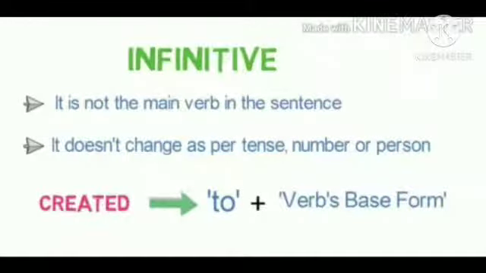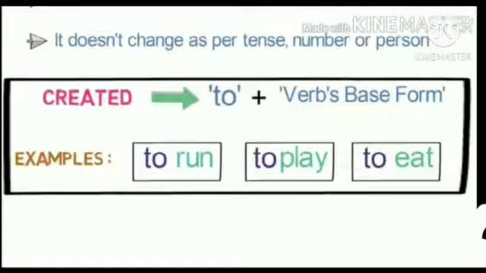Now, let us study the second non-finite verb, that is infinitive. It is not the main verb in the sentence. It does not change as per tense, number or person. Now let us understand how to create it. We add to before the verb's base form. That is, we add to to the base form of the verb. Example, to run, to play, to eat.